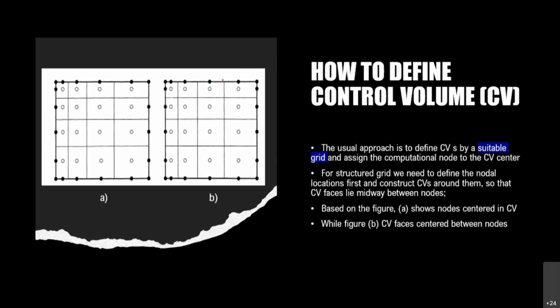If you can see this part and this part are actually different. You must take a ruler to see the difference, I guess, because it has very small differences over here. And I thought this gives a big difference to how to define the volume. I mean, in terms of the nodes, they have been centered in the CV, and also the CV faces are centered between the nodes.